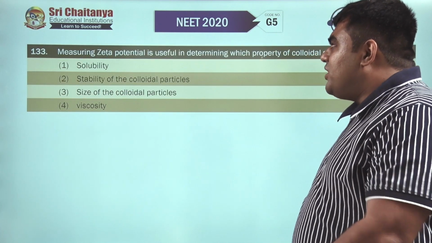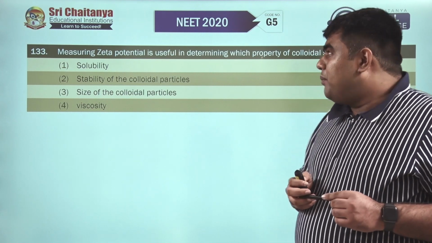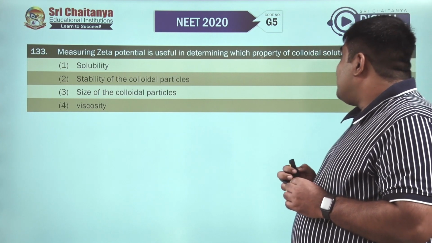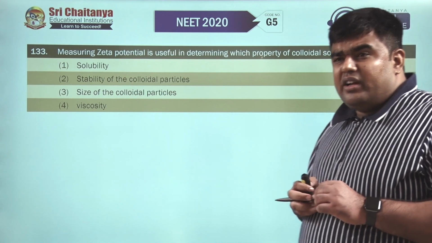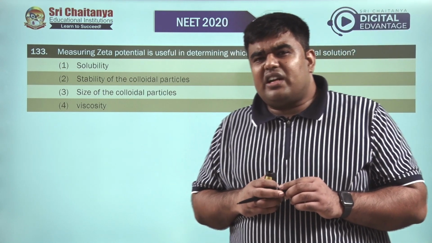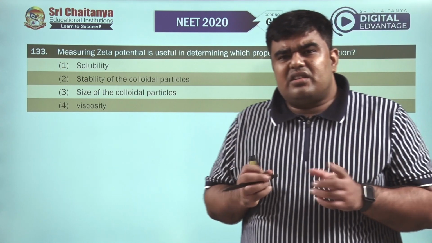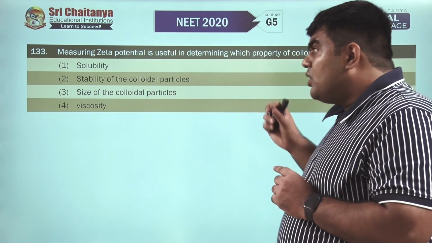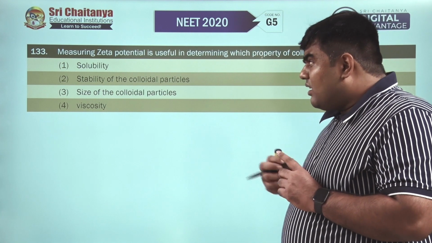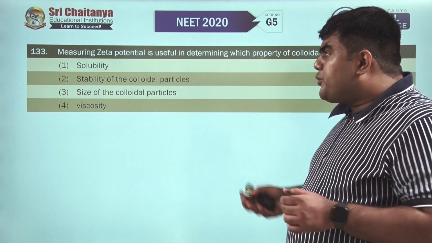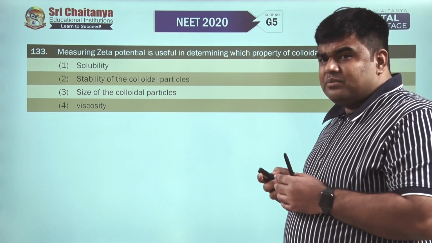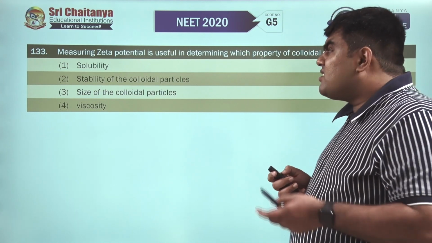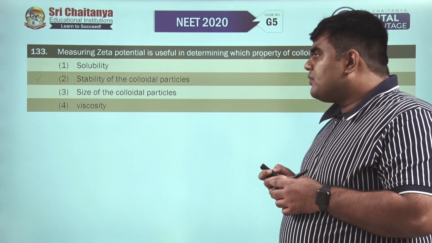Moving to question number 133. Measuring zeta potential is useful for the determination of which property of the colloid? We know that zeta potential can be used to measure the stability of a colloidal solution. So for 133, the second option is correct. It is the stability.